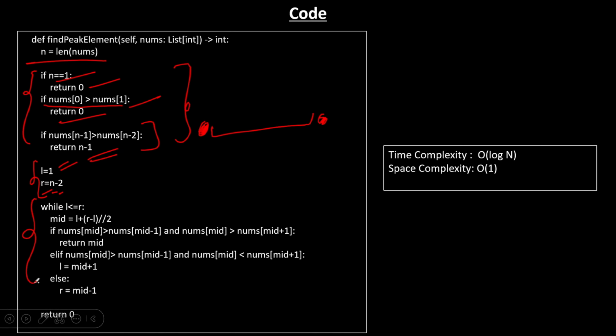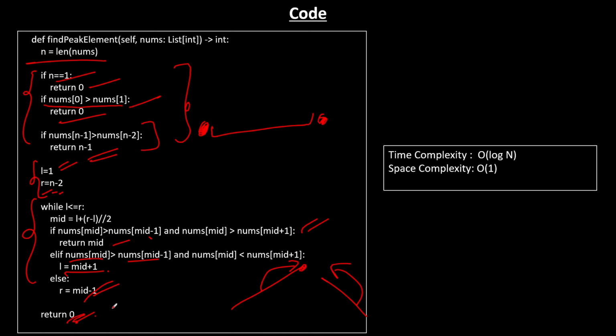This is the complete binary search. This is the first condition: if it's a peak element, return mid. If it is not a peak element and the slope is increasing, that means we are going this way, then L equals mid plus 1. If the slope is decreasing, we have to go backward, therefore R equals mid minus 1. And this is the fallback I talked about.